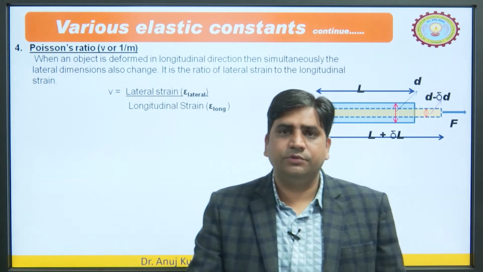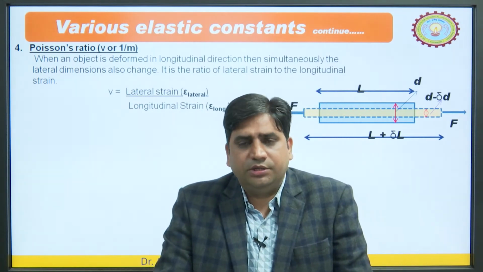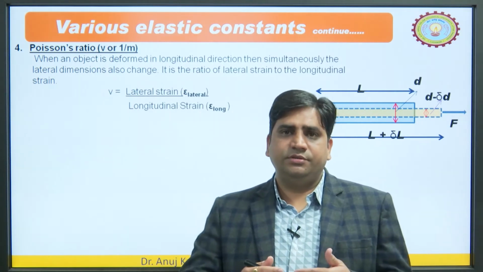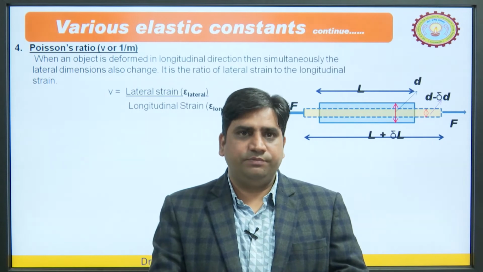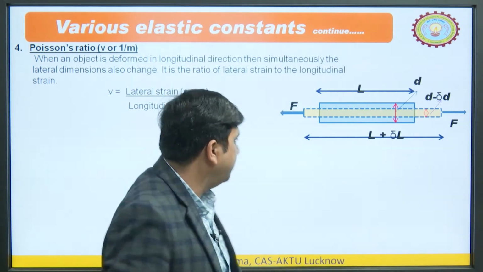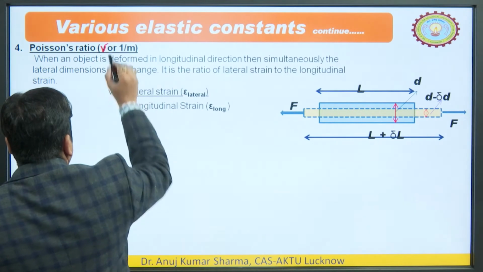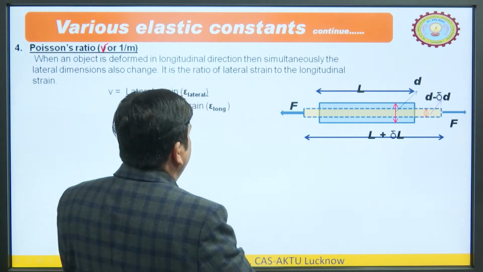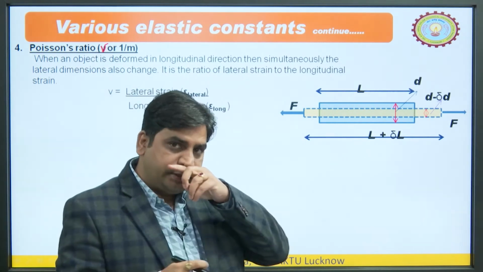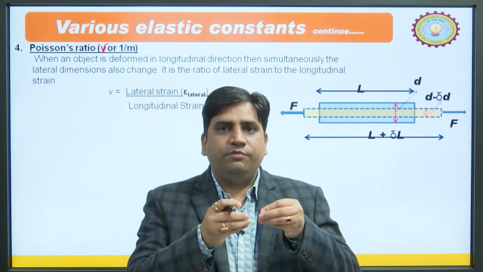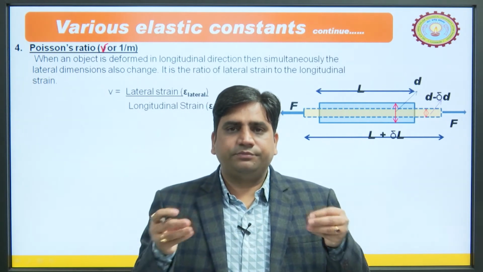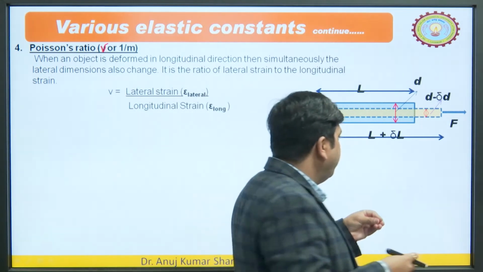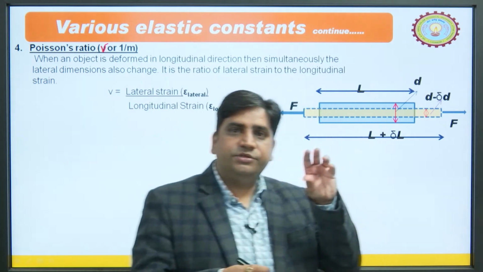Now, this is the fourth and the last elastic constant. Generally it is very important as far as the ratios of change in dimensions are concerned. Poisson's ratio is represented by mu or 1 by m. It is very interesting to see what happens to the object when you apply any force on it. If you are applying a tensile force, then there may be elongation in the object, right, and that elongation would be at the cost of lateral dimension reduction.